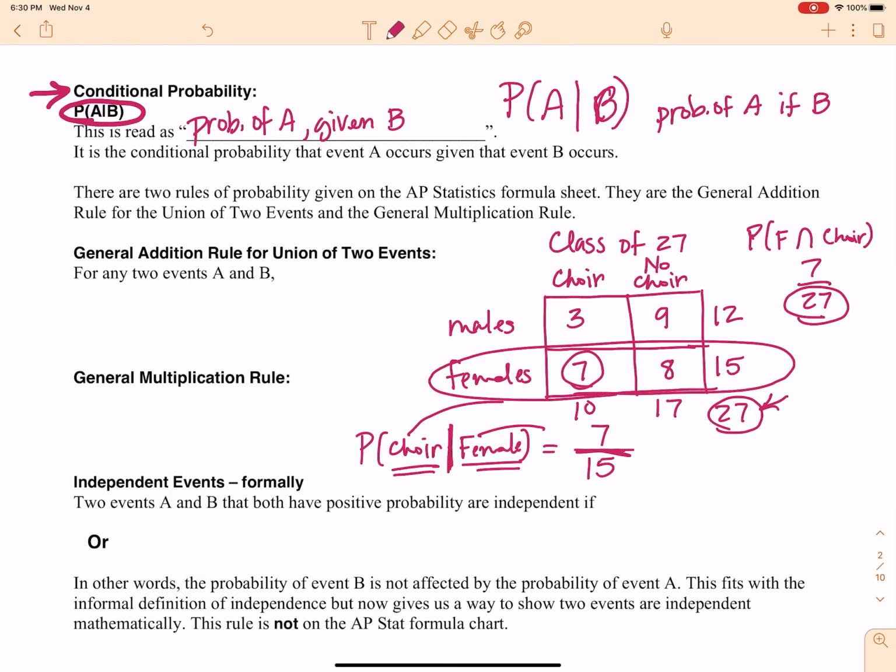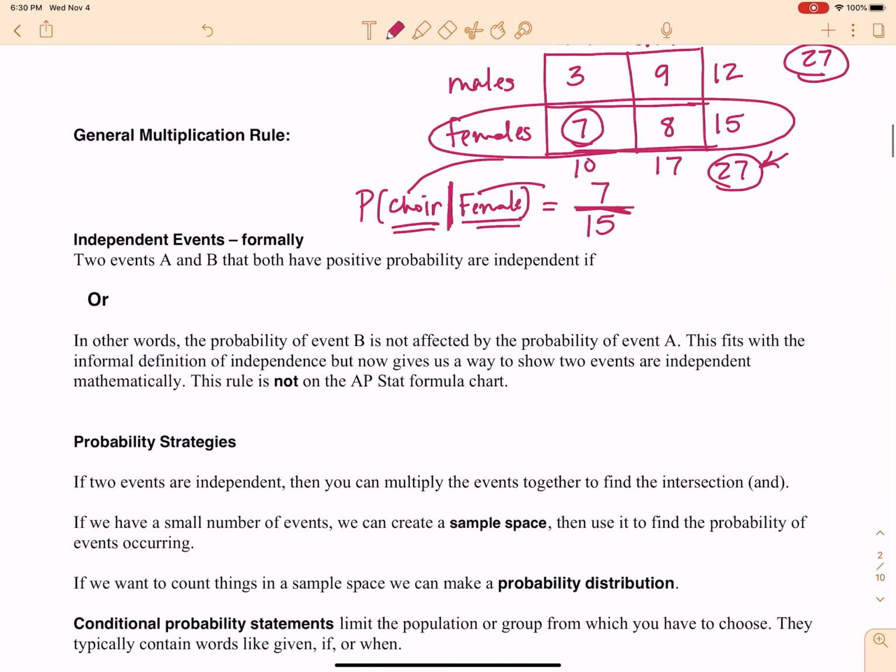What's the point? Well, we use conditional probability to explain if two events are independent formally. Remember when we first talked about the notes, I told you that independence meant that one event did not affect the outcome of another event, but I told you there would be a formal way to show that. And by formal, I mean there's a mathematical way to show that.